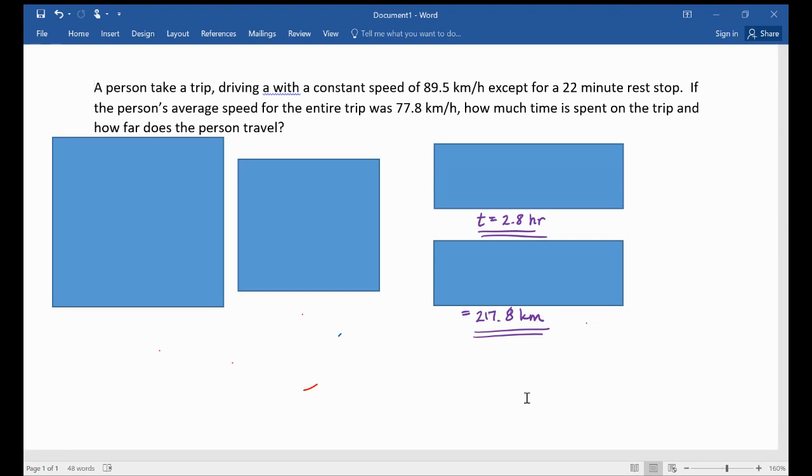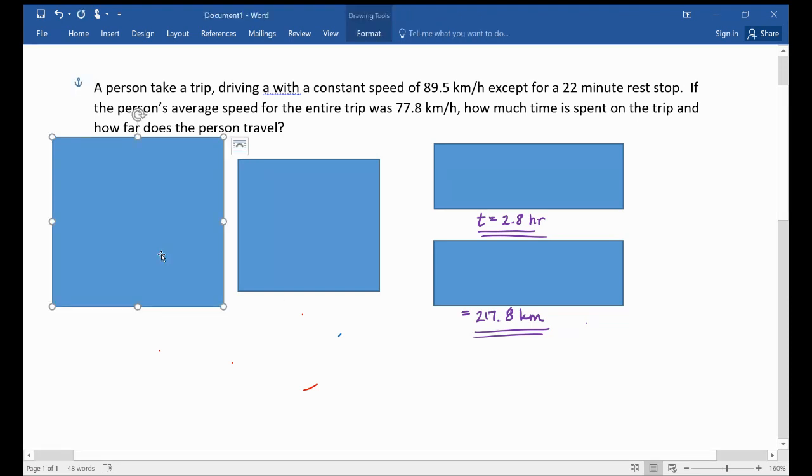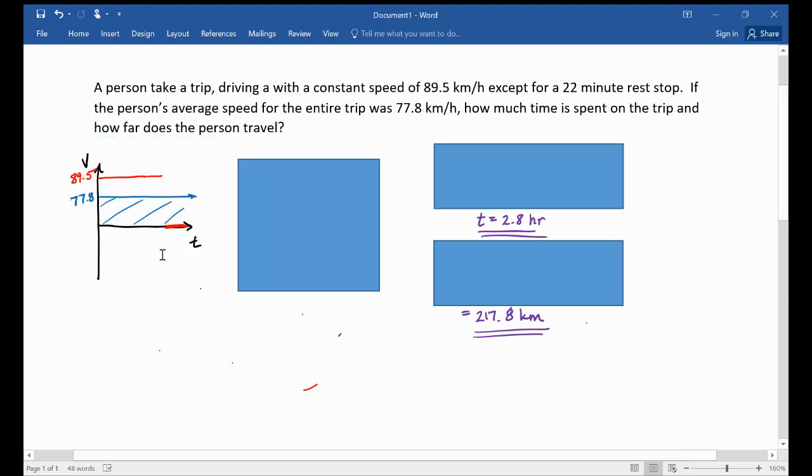Now, if you'd like to know how to do that, my first hint to you is this. This is my velocity time graph. The one thing that students have a hard time with here is they're like, where do I put the 22-minute rest stop? You can technically put it wherever you want because they traveled at a constant speed whenever they were on the road. So to make your life easy, put it at the very end or at the very beginning, whatever makes you happy, okay? So if you do this, maybe that'll help you figure it out.